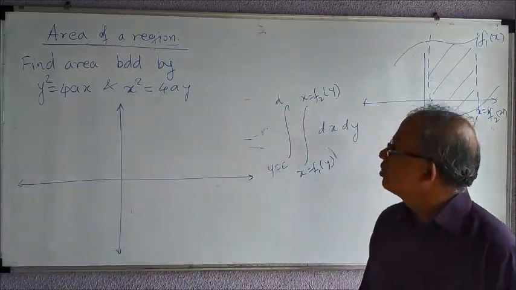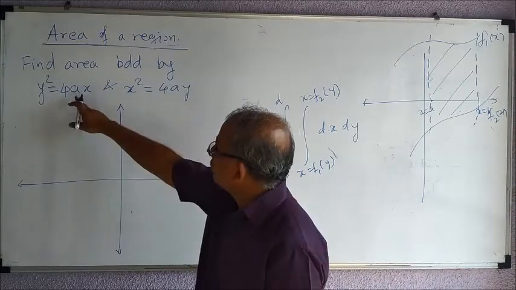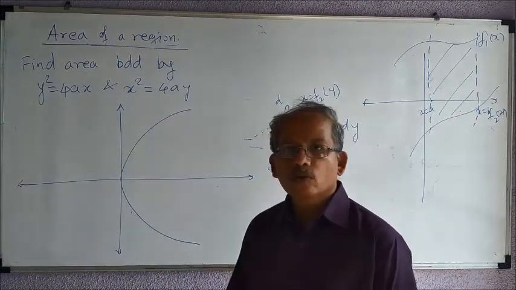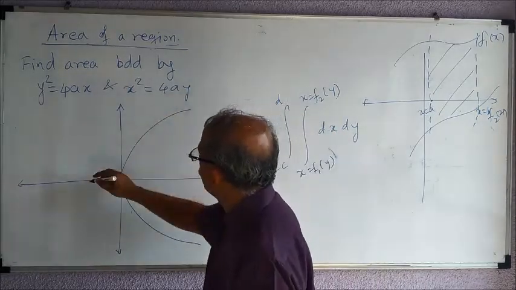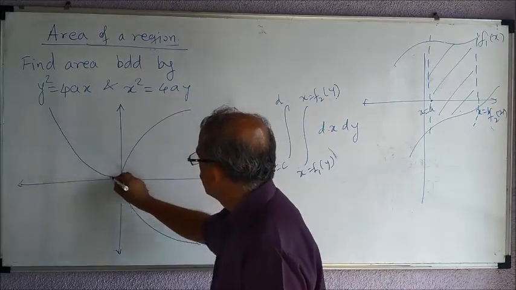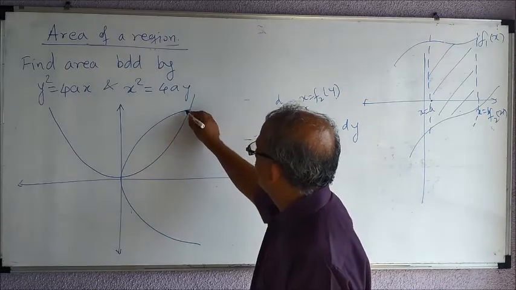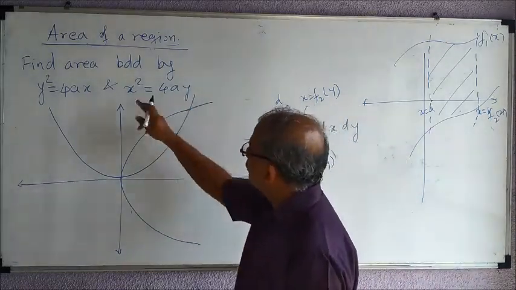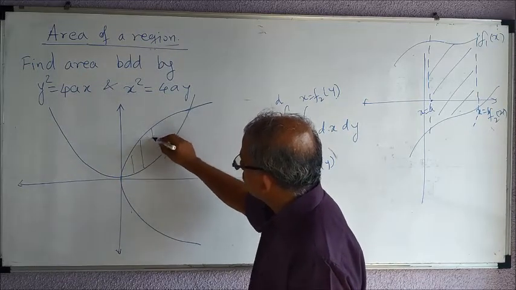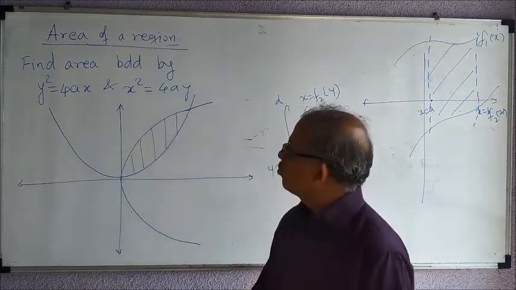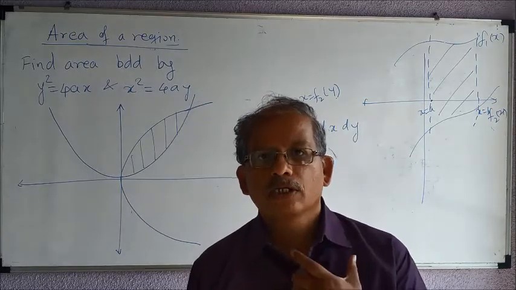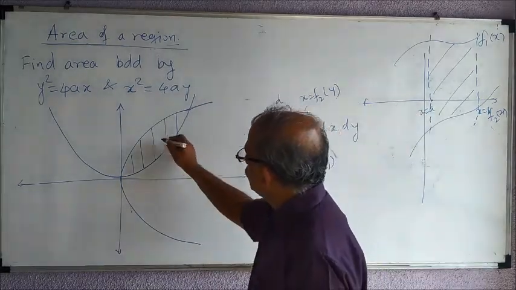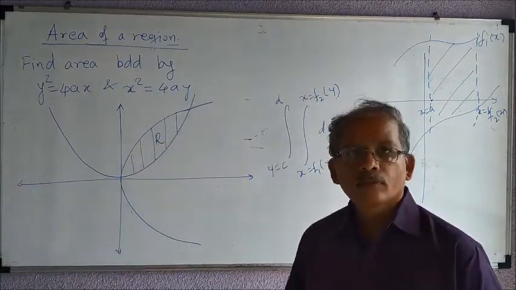To draw this, see that y square equal to 4ax is this, and x square equal to 4ay is this. So the area trapped between these two curves is this one. So we need to find out what the area of this particular part is. So this is our region.